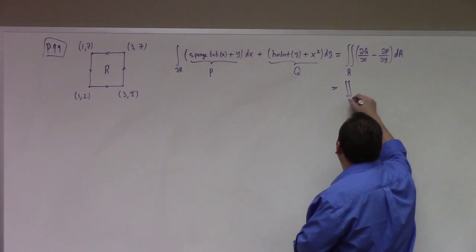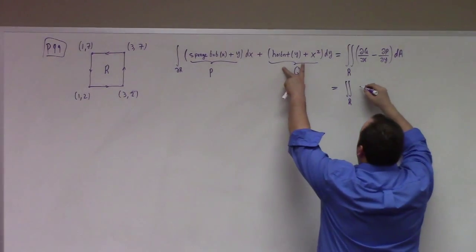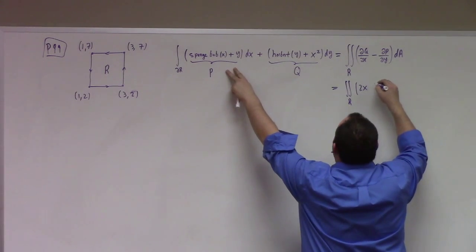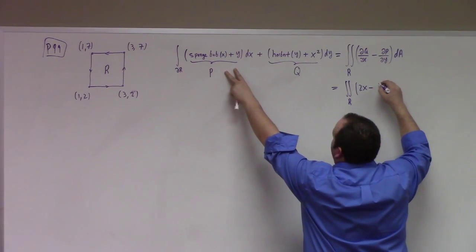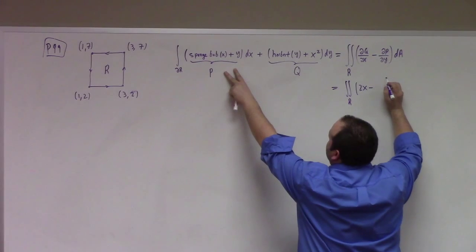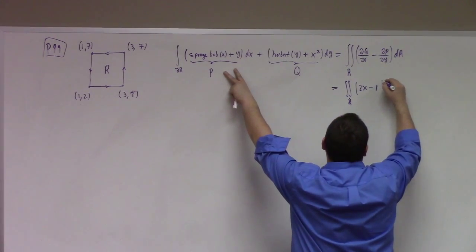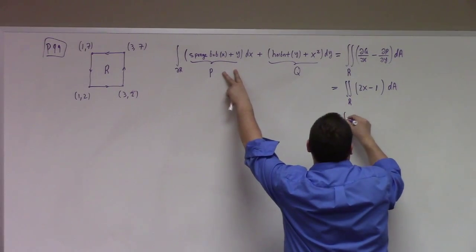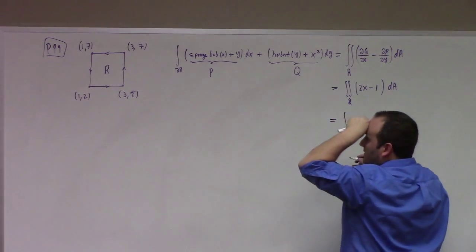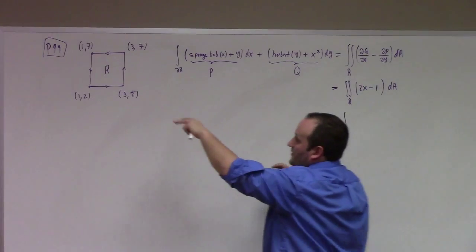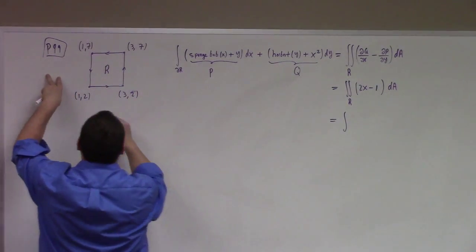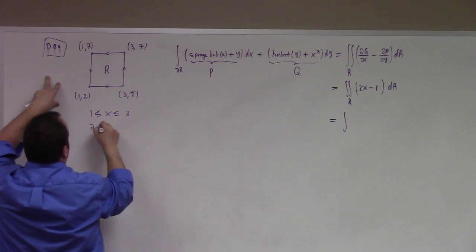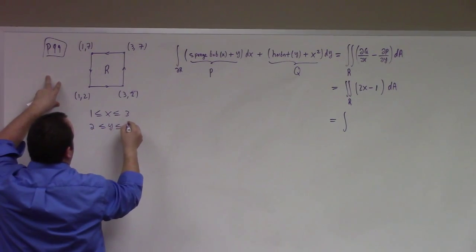The double integral over R of, what do we got? We got 2x minus what? Not y, but 1. It's okay. And then we integrate over the appropriate, I mean, this is a rectangle, right? So you've got 1 less than or equal to x, less than or equal to 3, 2 less than or equal to y, less than or equal to 7.